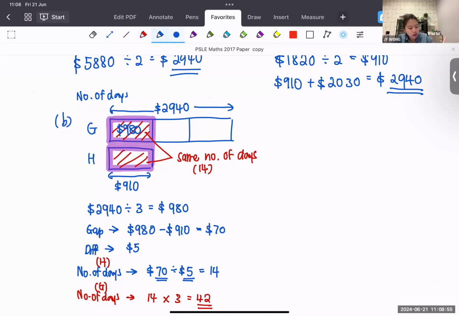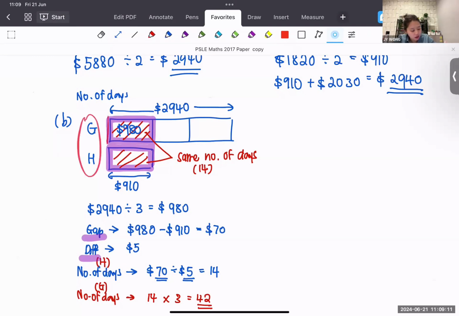So this is how you actually get to the answer for part B. Remember that you need these two to find the gap. You need to find the difference. And you need to understand how come Gopal earned more with the same number of days? Because Gopal every day will earn $5 more. That's why it causes a difference between Gopal and Henry when they work for the same number of days, but the value is different.